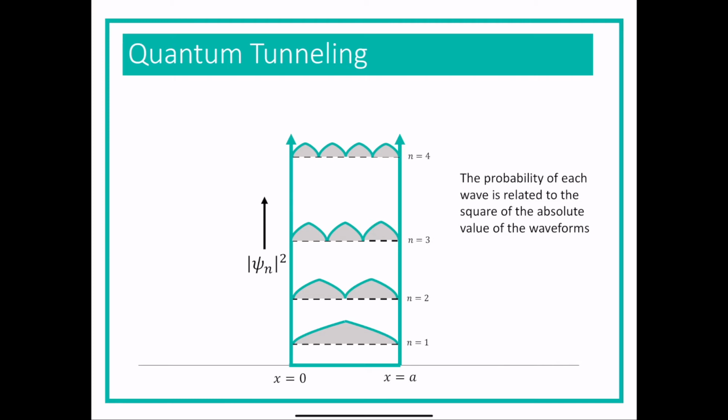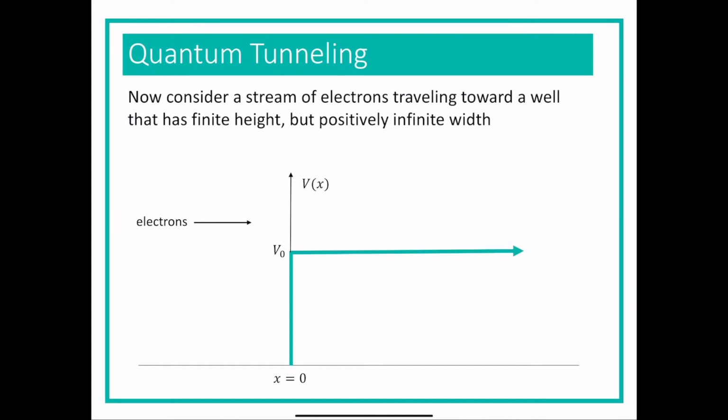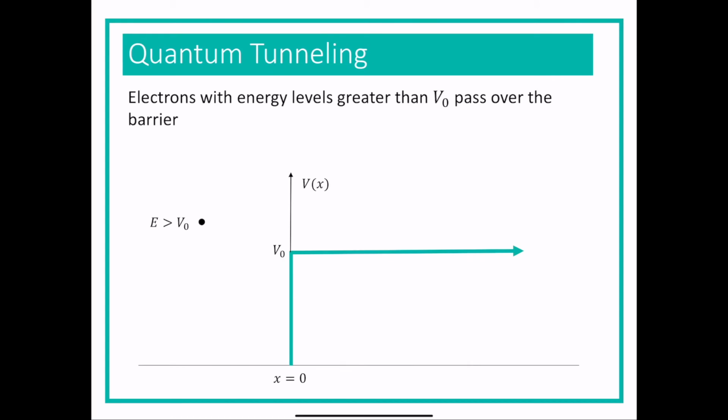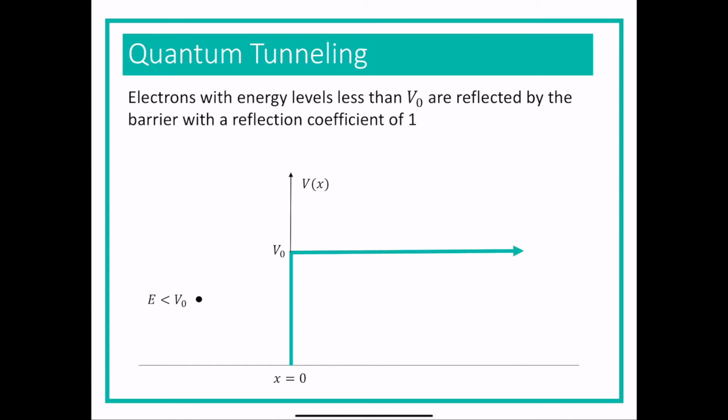So, let's say we have a stream of electrons, and now they're traveling towards a well that has a finite height, but infinite width. So the value of A is infinity, but there actually is an energy level that could be attained to get in. Well, the problem is, if the energy is greater than V naught, V naught is just the potential energy that's needed to get over it. If the energy level is greater, the electron's just going to pass right over it and never go in. Makes sense? If the energy level is less, they're going to get to the side and they're going to bounce and they're going to go back. And that's what you expect.